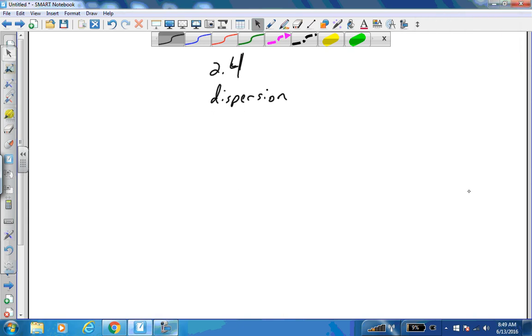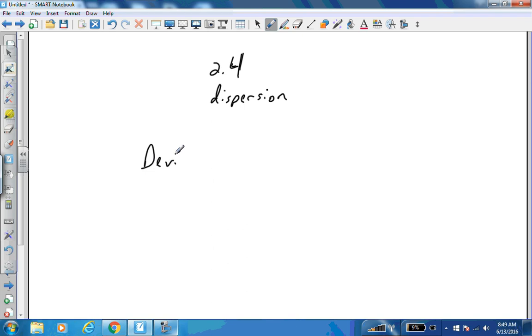As we begin looking at this section, we begin by looking at measures of dispersion in section 2.4. One of those measures of dispersion is deviation from the mean. And when something has a deviation, that means it has a distance. We want to know how far away it is. So this one, we want to know how far something is from the mean.